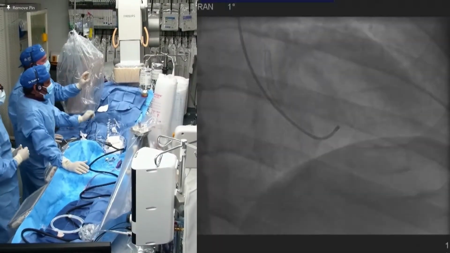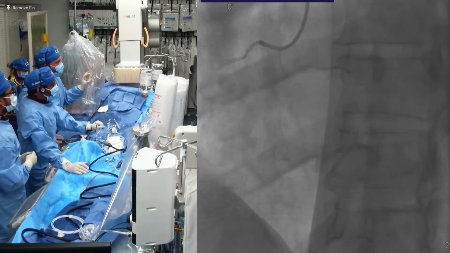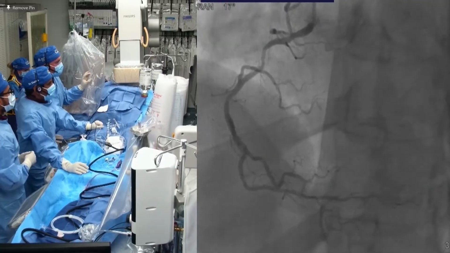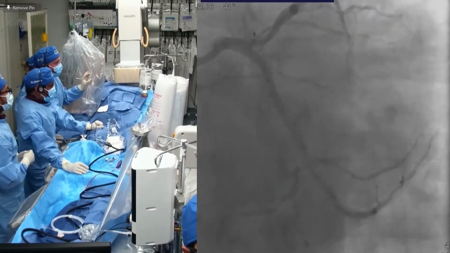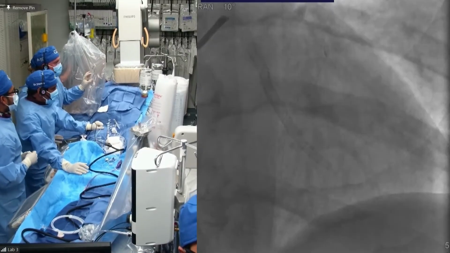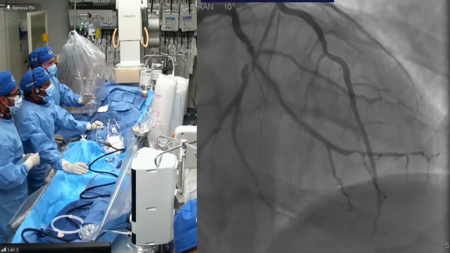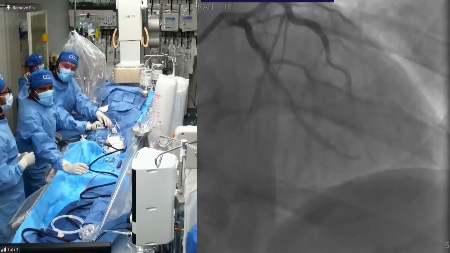Okay, now I'll show you. This is the LV-gram, it is good. The RCA has some disease in the proximal, it's not that bad. And then we have this troublemaker down here. I have lost a distal circ before, and here, this is just AP projection showing the trouble. So we'll do OCT first. Go ahead and show the OCT.